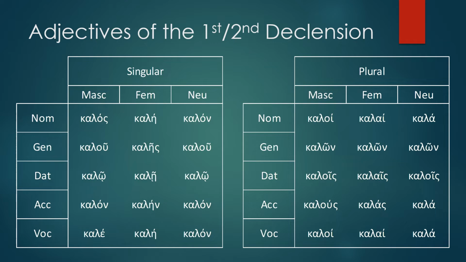Now we'll quickly look at the plural tables. Looking at the nominatives, kaloi, kalai, kala.